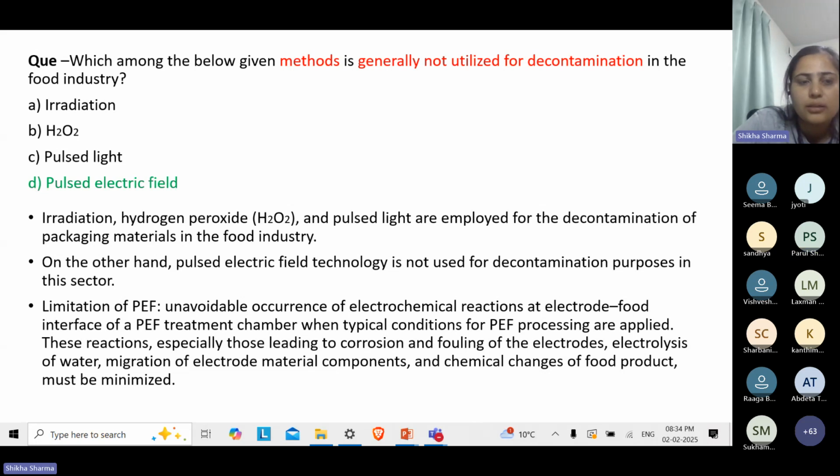Irradiation, we do for the decontamination of packaging materials. H2O2, the hydrogen peroxide, is used in the aseptic packaging of milk sometimes, and pulse light also is generally used. But pulse electric field technology is still in research. We can find many research articles on this, but in the food industry application, it is generally not there because it has limitations.